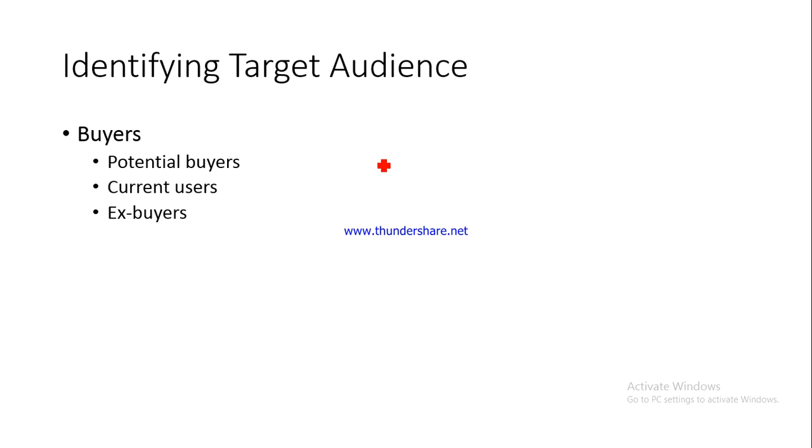Now what is the difference between all of them? Potential buyers are those who have never ever purchased your product, but they might go on to purchase your product in future. So that is why they are potential, possible, probable buyers. Current users are the buyers who have been using your product, but why are you identifying them as target audience? Because you want them to purchase again and again, or maybe you want them to help you find additional customers.